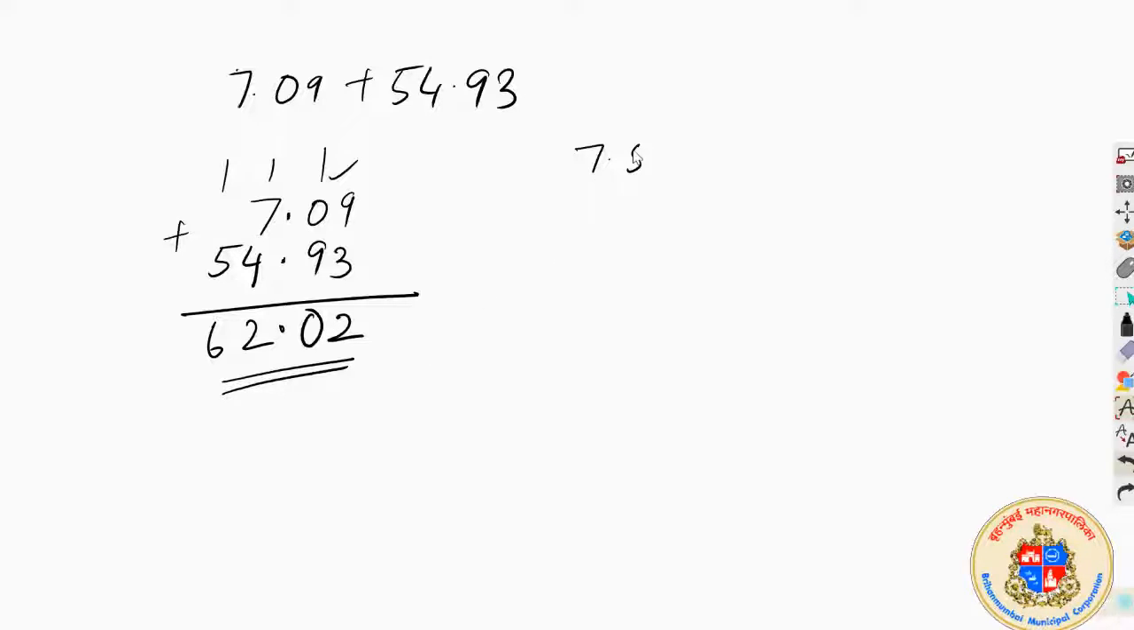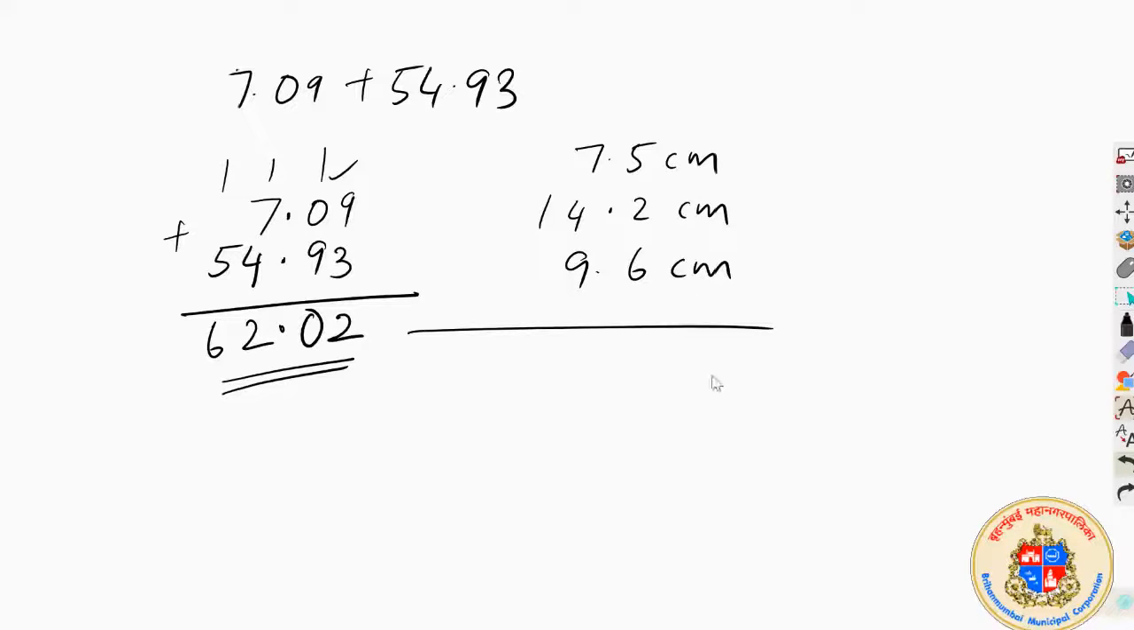For example, 7.5 centimeter, I wrote an example, 14.2 centimeter, 9.6 centimeter. You will be adding simply. 6 plus 2, 8 plus 5, 13. Carry 1. 1 plus 7, 8 plus 4, 12 plus 9, 21. Carry 2. 2 plus 1, 3. Decimal at its point. Unit as it is. Only with the same unit you can add. Otherwise you have to change the unit and add.